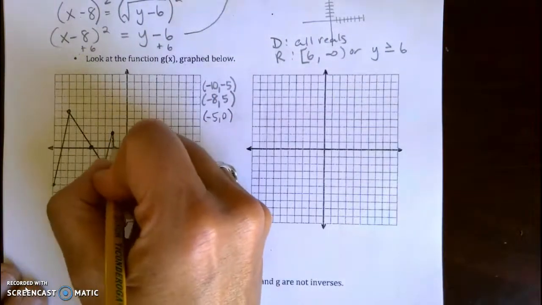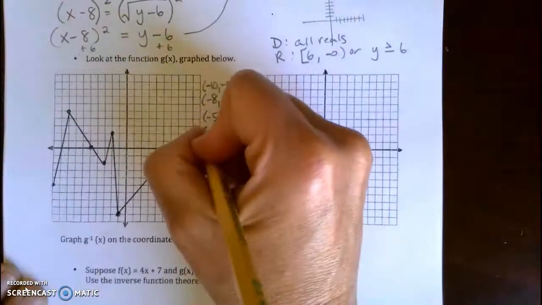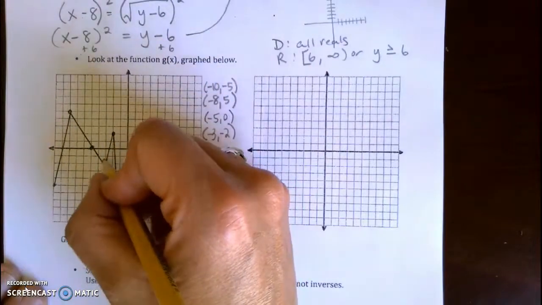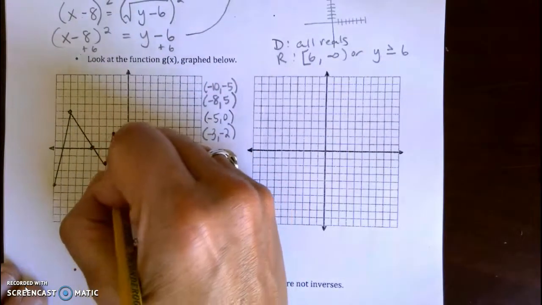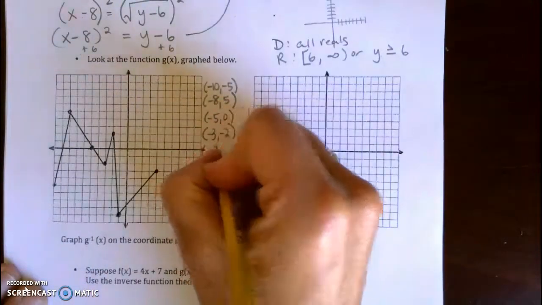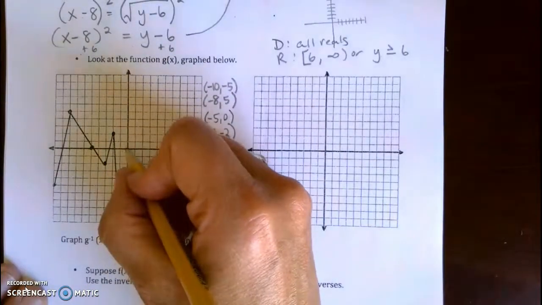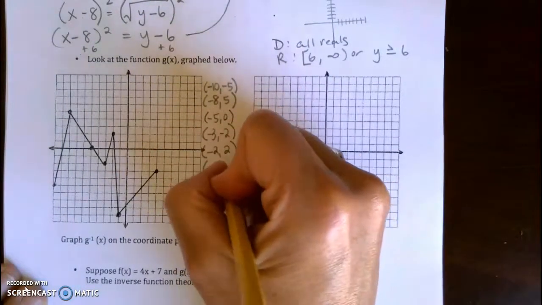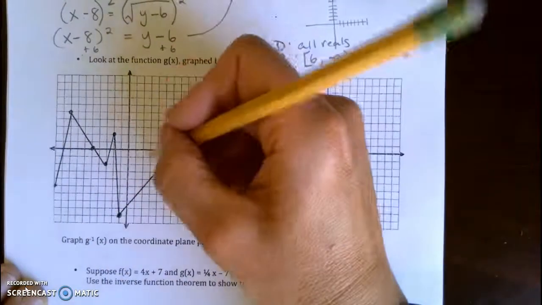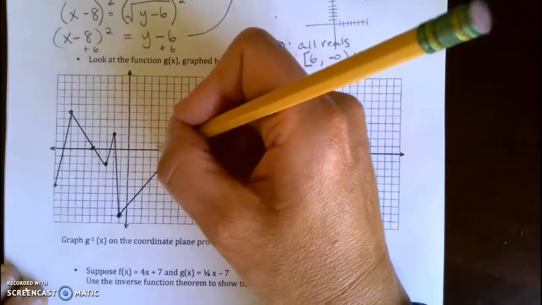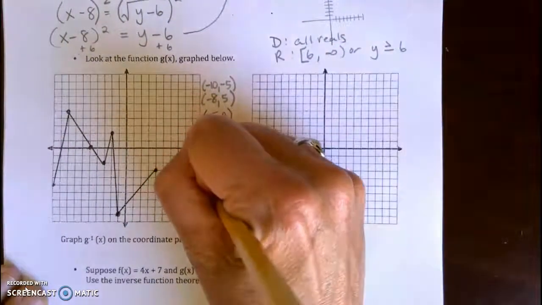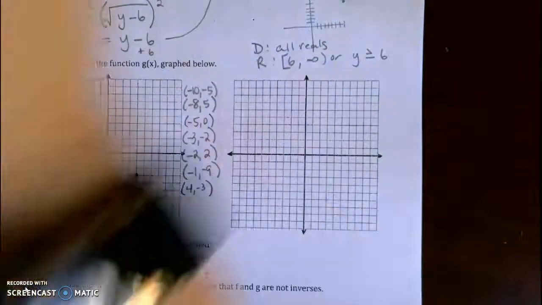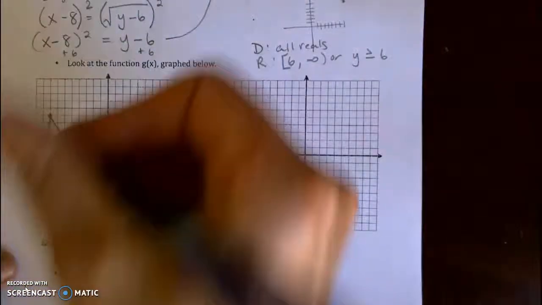and then (-3, -2), and then (-2, 2), (-1, -9), and then (4, -3). And what I need to do is I'm going to have my new set of ordered pairs where I'm going to switch x and y.